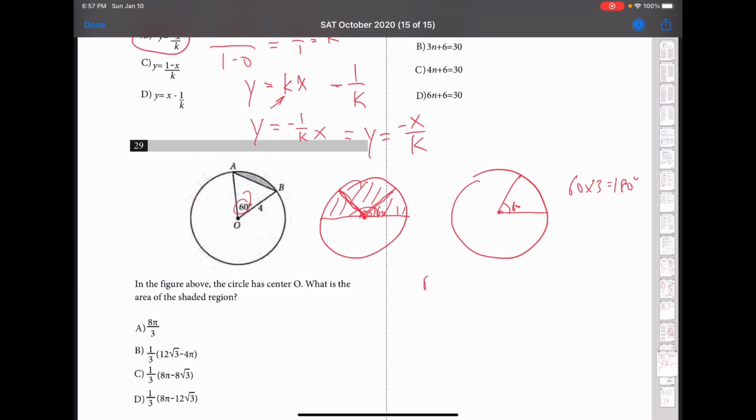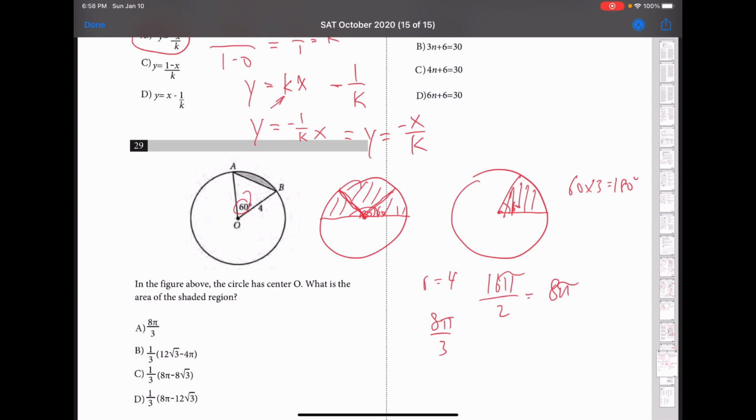So if you have a radius of 4, the area of a circle with a radius of 4 is equal to 16 pi. You could divide that by 2 to get half of a circle, which is equal to 8 pi. And then you need to take a third of that in order to get all of this shaded region. So it'll be 8 pi over 3. Next. So that would be the area of everything.